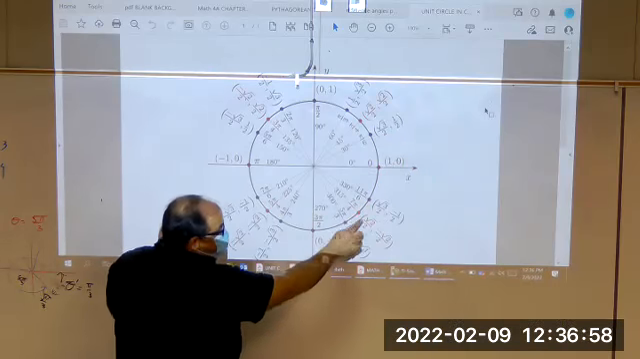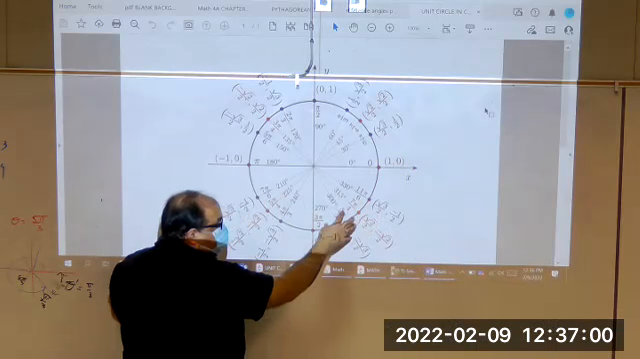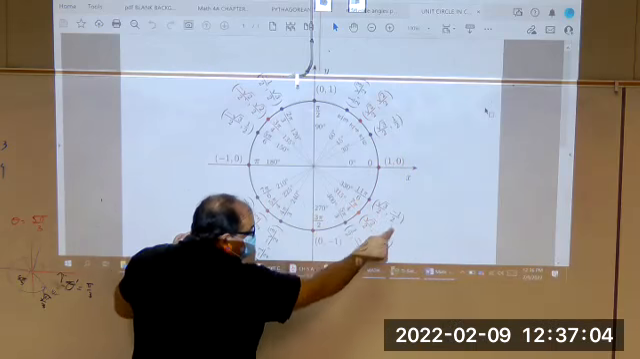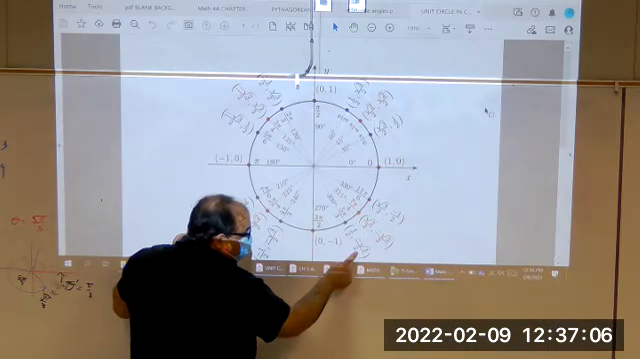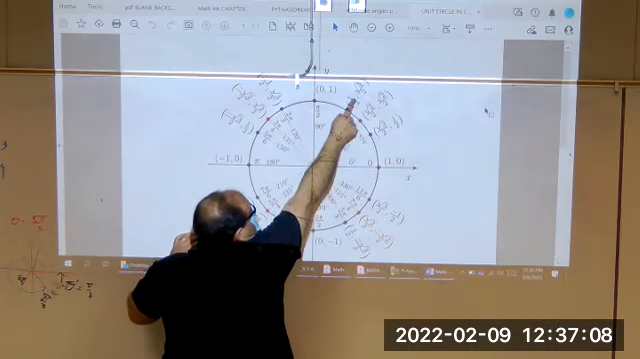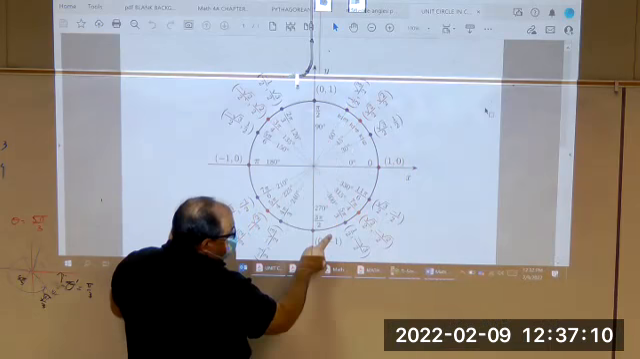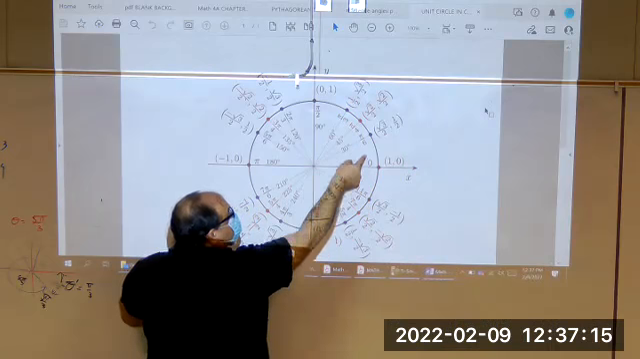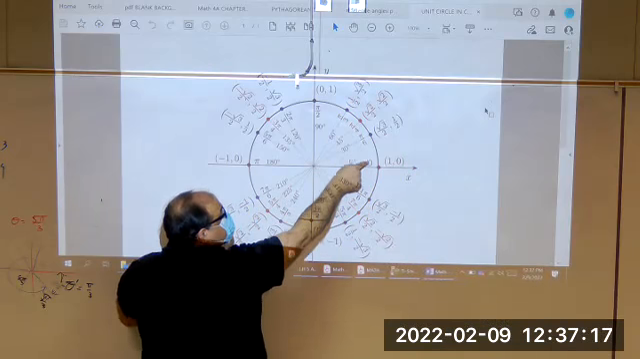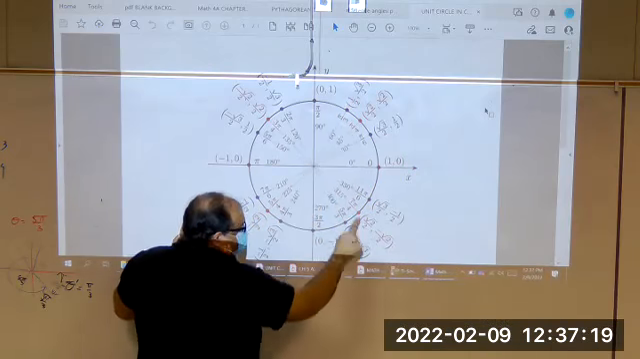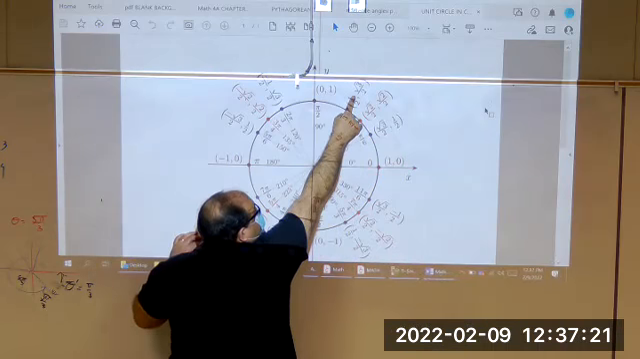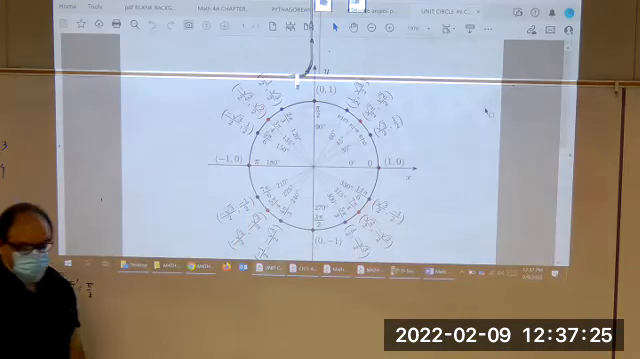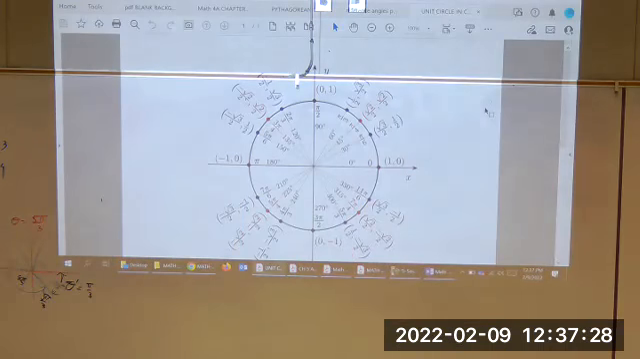X is positive in quadrant 4. Cosine is positive because cosine is x over r. Sine is dependent on y's. Y's are negative, and the y's are the same y's up there. The reference angle for a 300-degree angle is 60 degrees here. The reference angle is 60 degrees up there. 1/2, that's a 1/2. Positive root 3 over 2, that's a negative root 3 over 2. Okay.